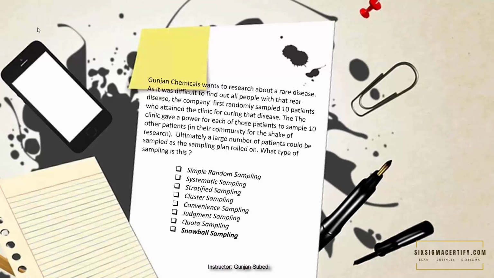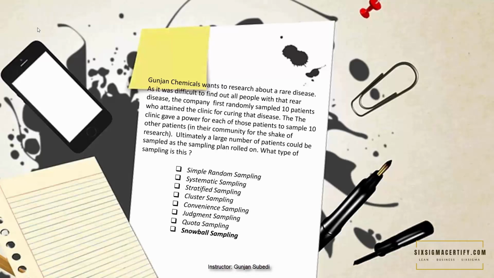The options are simple random sampling, systematic sampling, stratified sampling, cluster sampling, convenience sampling, judgment sampling, quota sampling, and snowball sampling. I'll give you some time to think for this answer.